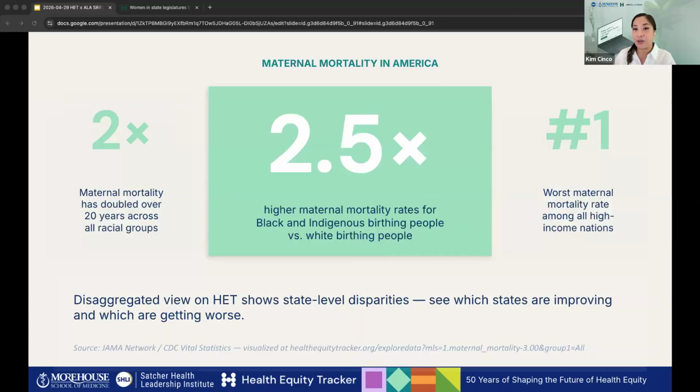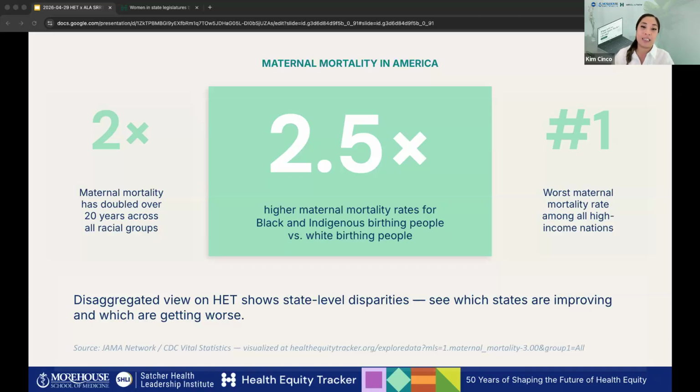And I want to sit with the maternal mortality data for a moment because I think it illustrates why this work is so urgent. Maternal mortality rates have risen dramatically over the last 20 years, and the gap between racial groups has widened significantly. And within that already alarming picture, Black and Indigenous birthing people are dying at 2.5 times the rate of white birthing people. That gap is not explained by income alone or insurance coverage alone. Research consistently shows it persists across socioeconomic levels. It is a product of systemic racism in healthcare.